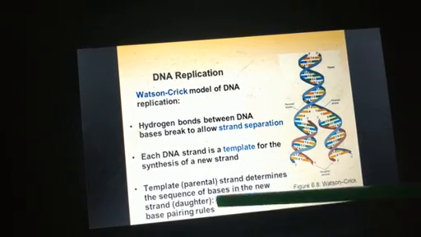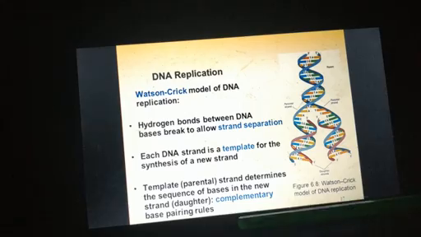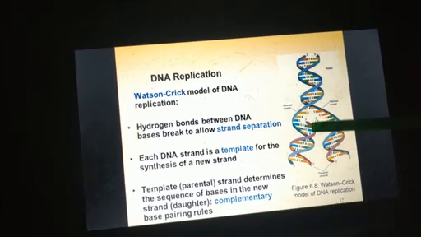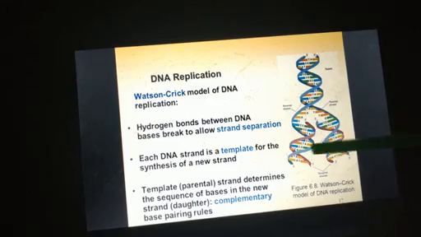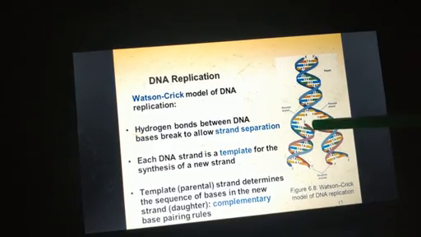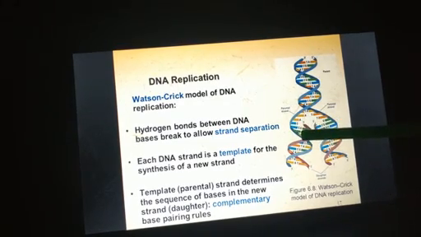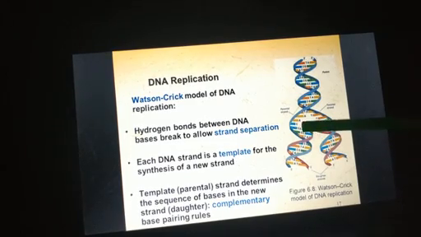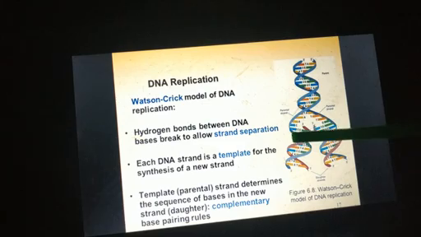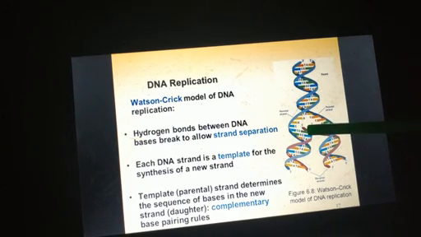Then the parental or template strand determines the sequence of the bases in the new strand, that is in the daughter strand, following complementary base pairing rules. So here this one is the daughter strand. The sequence of bases in this strand is determined by the parental strand. Suppose in the parental strand, if C is present, then in the daughter strand against C, G will come, isn't it? I have discussed this in a previous slide. For cytosine, the complementary base will be G, guanine.